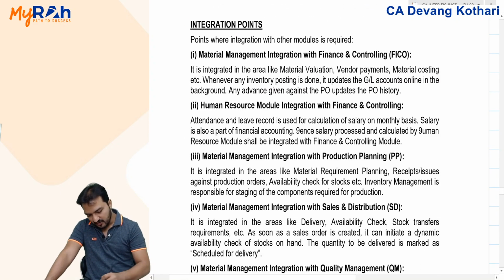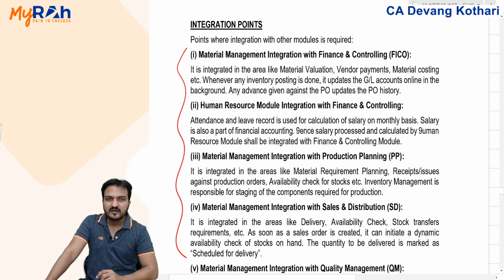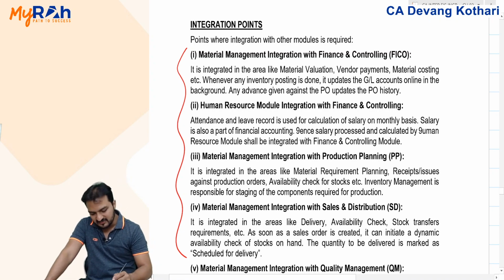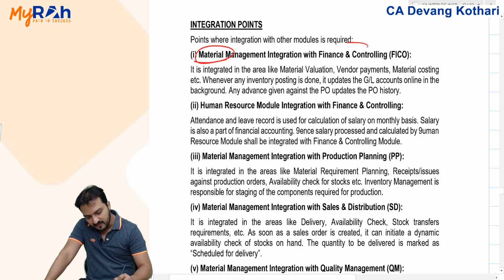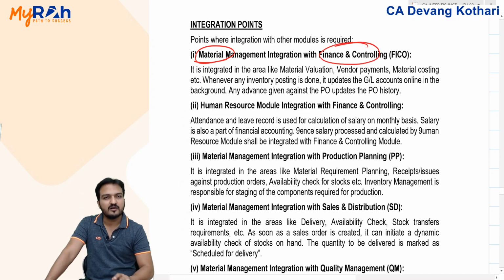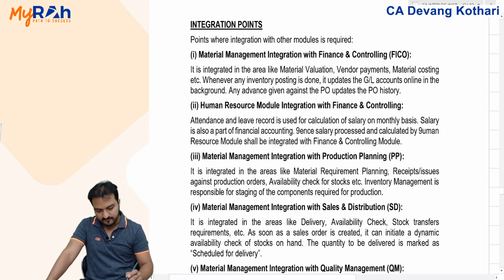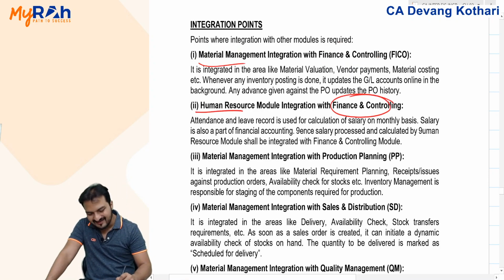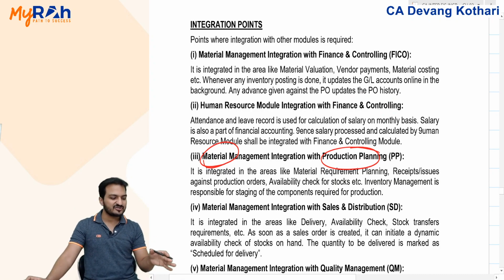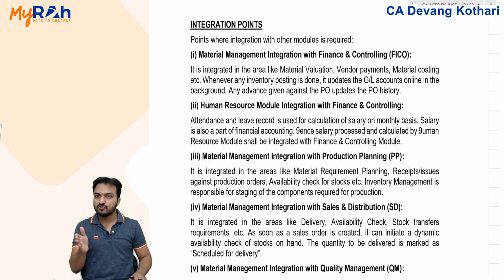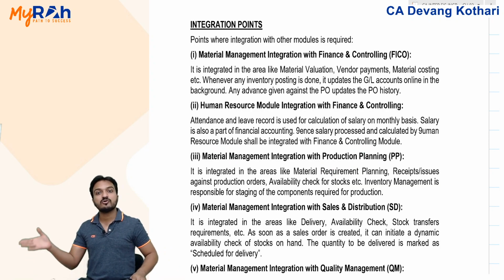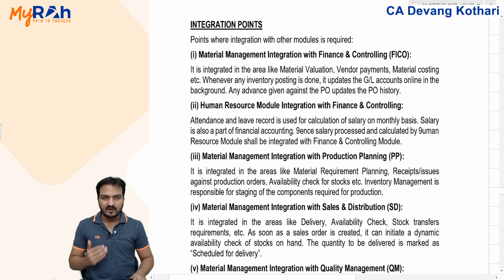Here it gives examples of integration points of various modules, like the material module integrating with the finance and accounting module. Look, every module will definitely have an integration with the finance and accounting module. Materials will have it, human resource will also integrate with the accounting module, but the material module will also have integration with the production planning module, because when the production module requires material to do production, they will check the material module to see how much material is available. If not available, they will tell the material module to make a purchase of that material.